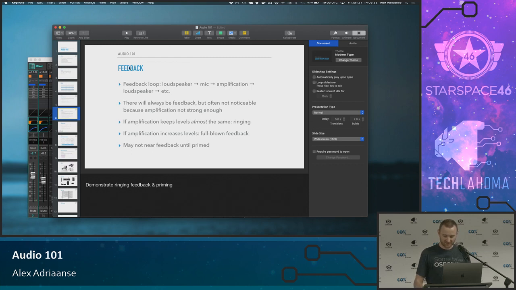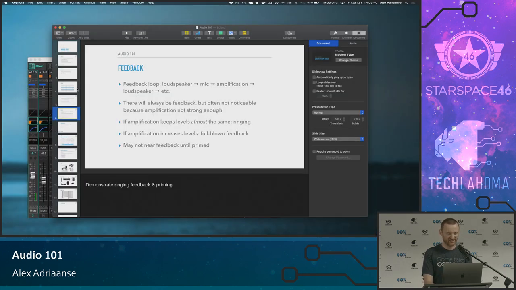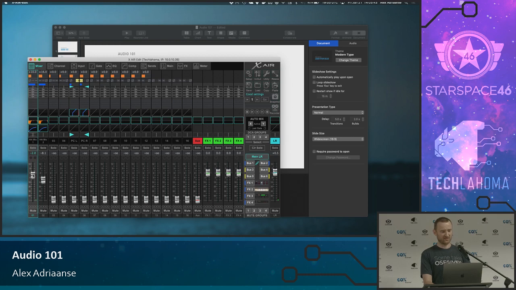Okay. And also sometimes the audio levels may be high enough where the system is prone to feedback, but you may not hear it until you actually kind of prime the sound system, like you make a sound that gets picked up by the mic. So if I were to turn it up right now and not say anything, I don't know if this would work. Check. Check. You can hear it kind of triggers the ringing.